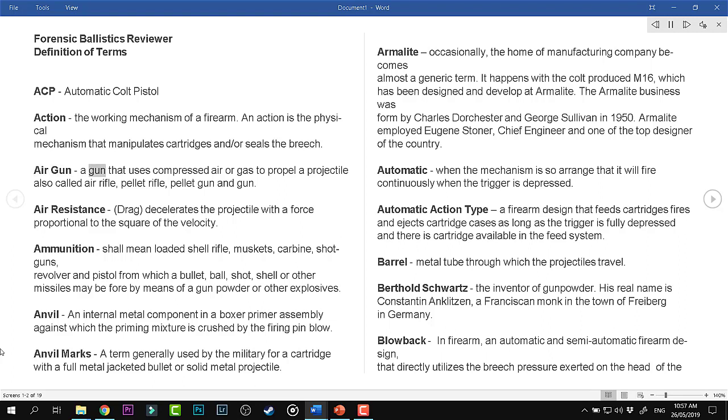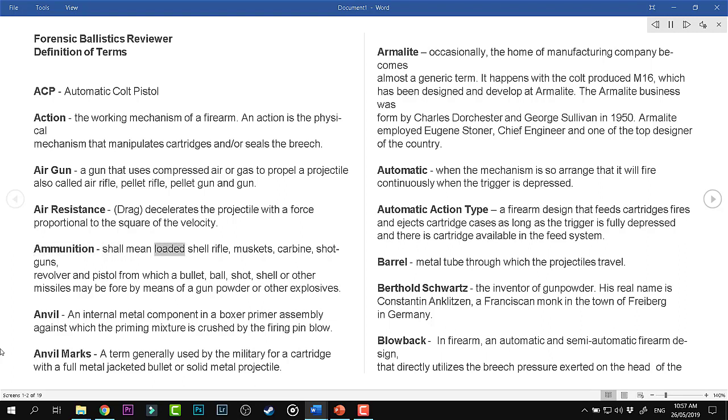Air gun, a gun that uses compressed air or gas to propel a projectile. Also called air rifle, pellet gun, and BB gun. Air resistance, or drag, decelerates the projectile with a force proportional to the square of the velocity.